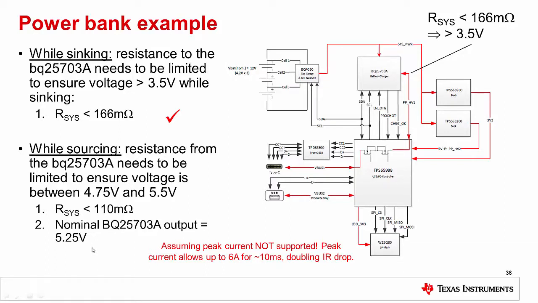Now, one thing I wanted to point out as a side note is that USB power delivery does allow something called a peak current mode. In that mode, it allows a sink to draw up to 6 amps for about 10 milliseconds at the max, and then it has to be in a duty cycled fashion, so on average it's only drawing 3 amps, but it allows those 10 millisecond pulses up to 6 amps. Well, obviously if you're supplying 6 amps, all the IR drops that we looked at are going to double, so you have to redo this analysis to make sure you can still meet all those requirements.